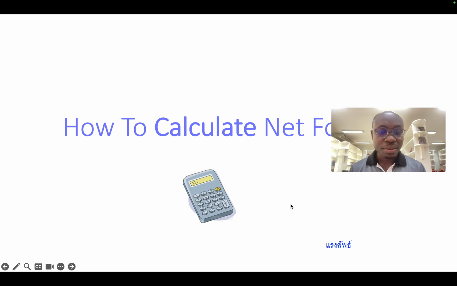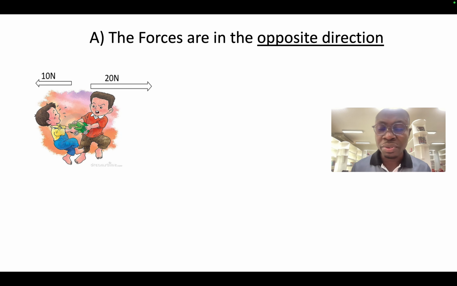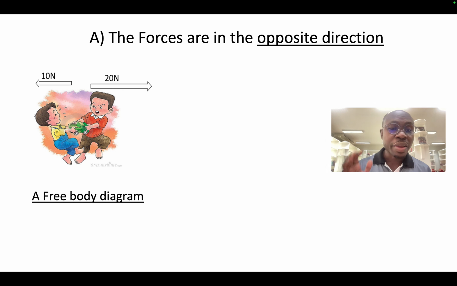Okay, so how do we calculate net forces? We're going to look at A, when the 2 forces are opposite, they're in opposite direction. Like this example, we have the boy is pulling with 10 newtons to the left, and the other boy is pulling 20 newtons to the right. They are opposite, right?